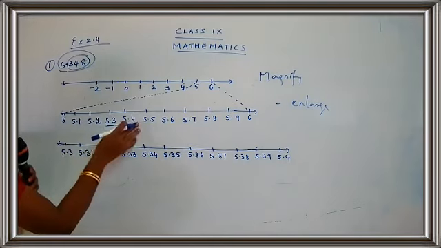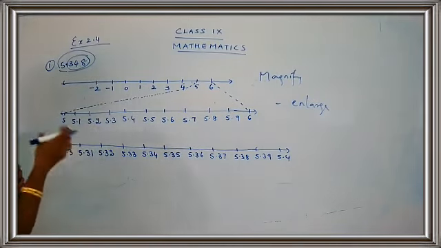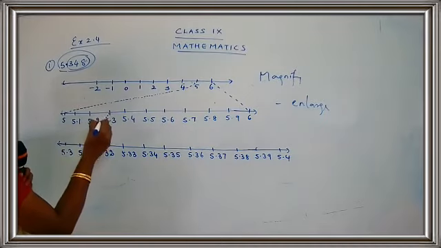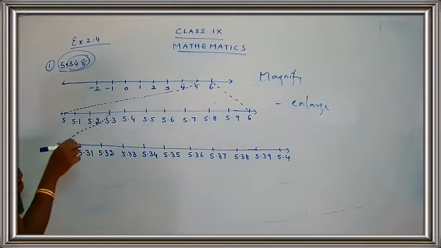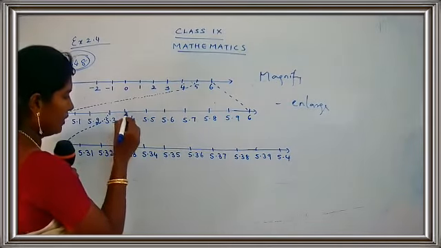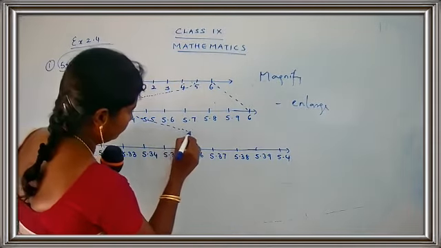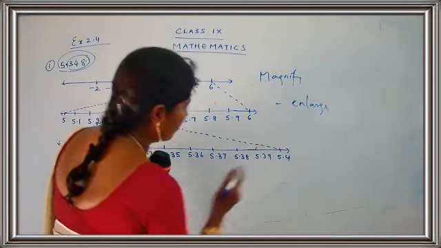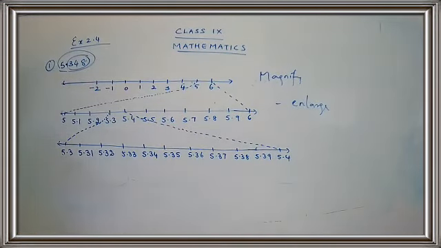Okay, now again you have to mention which area you are focusing. So I have focused 5.3. You have to join 5.3 and 5.3 and you join 5.4 and 5.4. You can use your scale, children, to draw the dotted lines. It will be easy for you to draw the dotted lines with a scale. So what we have done, we have magnified 5.3 and 5.4. The first thing is we magnified 5 and 6. The next thing is we magnified 5.3 and 5.4.